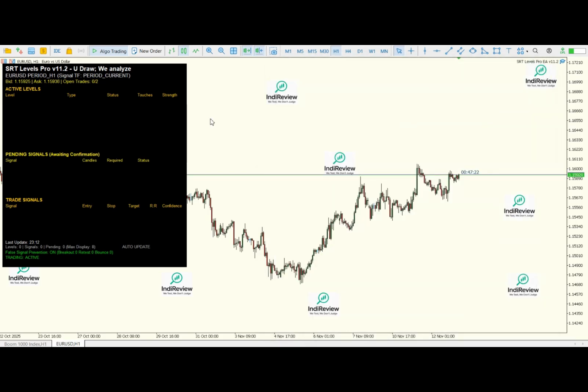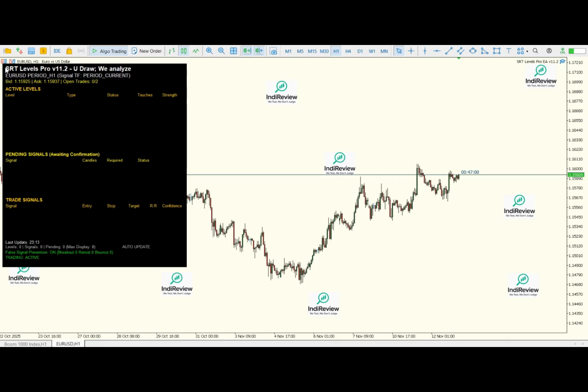So the SRT Levels Pro EA, the current version, comes with a dashboard. The previous one had a dashboard too, but there are some new changes. You can look at the previous video to see the differences. Okay, so over here on the dashboard, this is what we see.